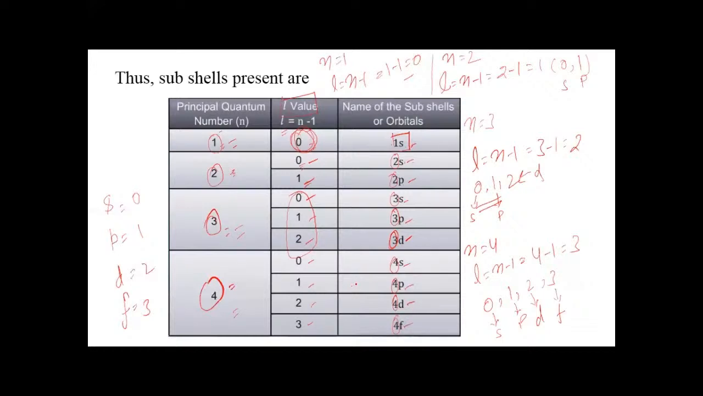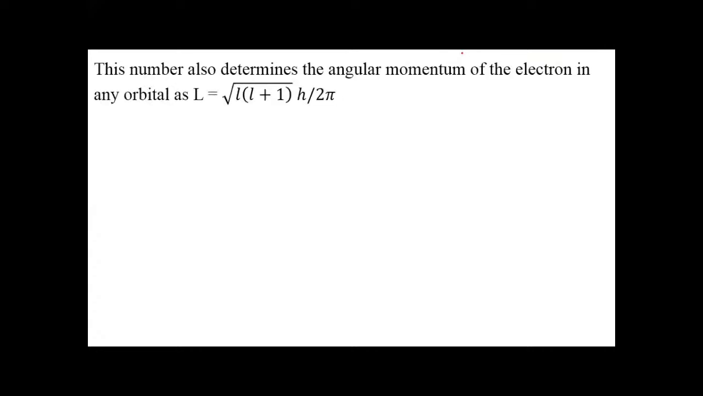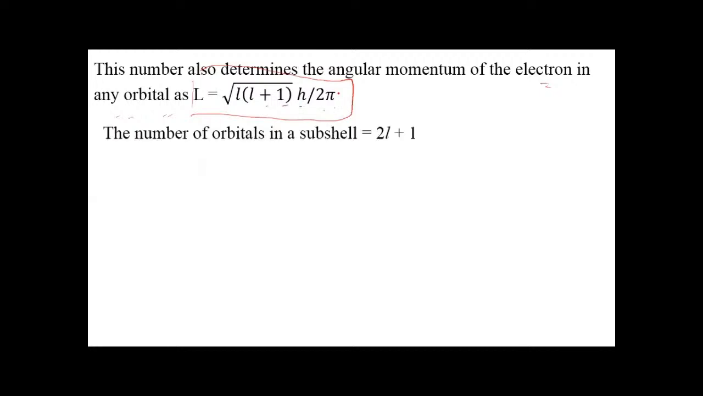Okay, now we will move to the next slide. Azimuthal quantum number also determines the angular momentum of the electron in any orbital as formula capital L is equal to root of small l, l plus 1, h upon 2 pi. Okay, the number of orbitals in a subshell can be calculated by the formula 2l plus 1. Okay, next is magnetic quantum number. It is denoted by small m or ml.